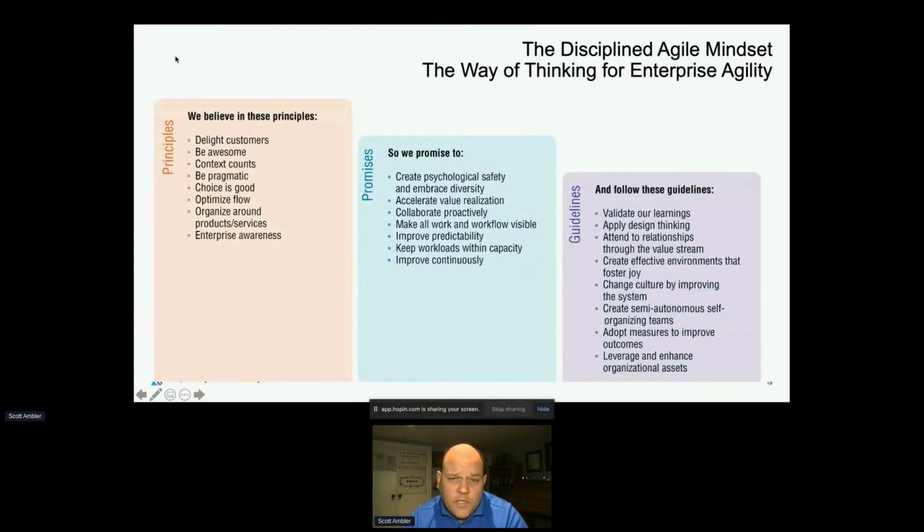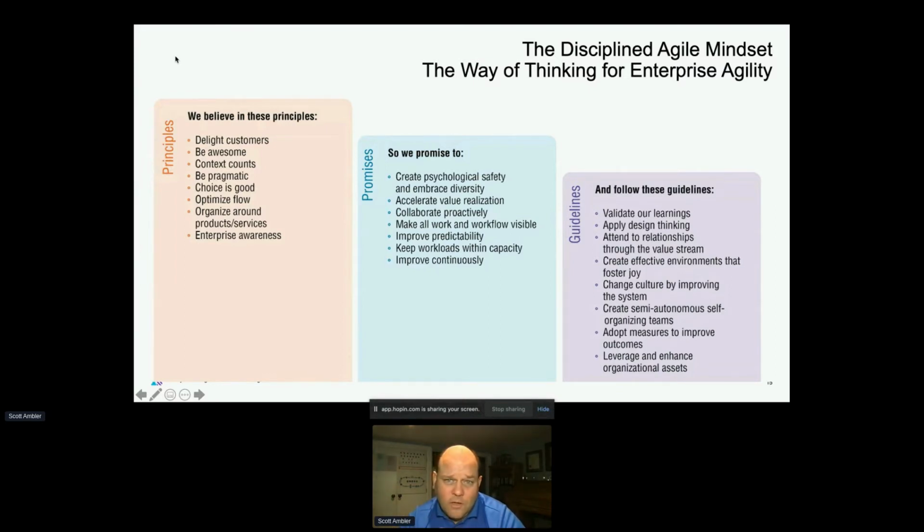Now, as you can see, there's a bunch of great ideas here. Most of it's lean, not all, but most of it. A lot of it is people-oriented, like psychological safety, embracing diversity, having environments that foster joy, being awesome. A little California stuff going on there. But anyways, there's a lot of people-oriented stuff, just like in the Agile Manifesto. There's a lot of good lean stuff, and of course some Agile stuff as well.